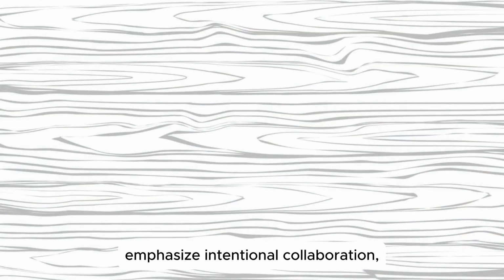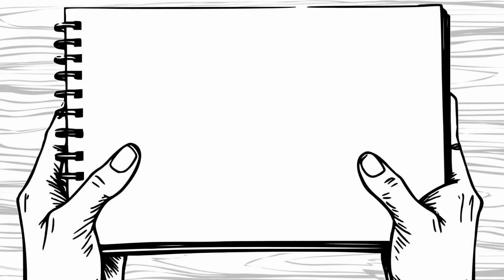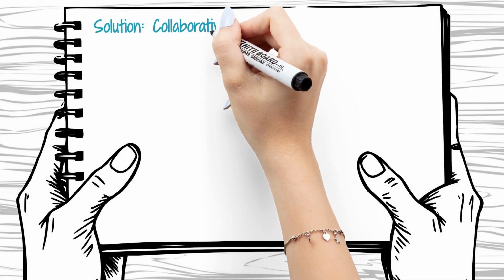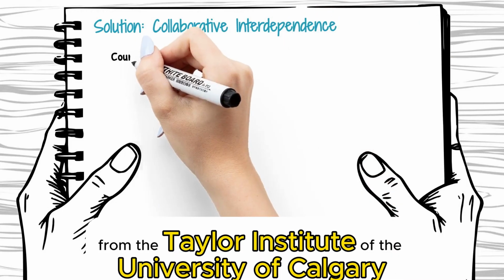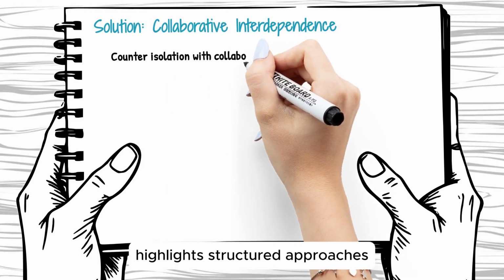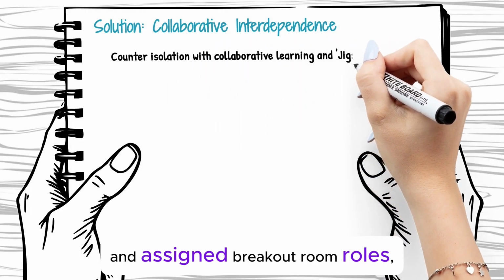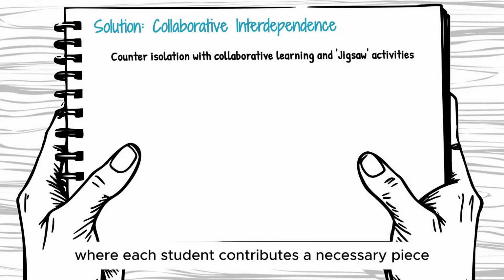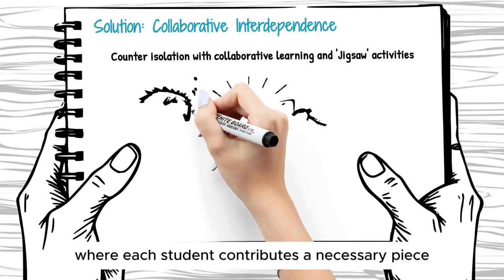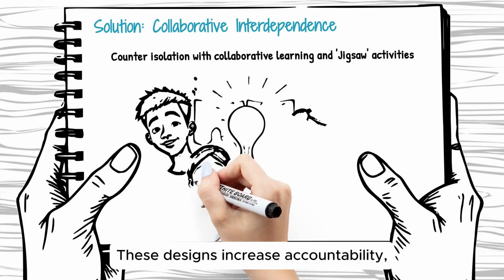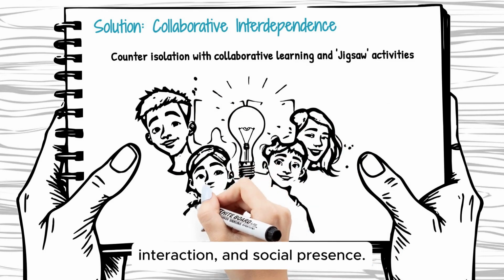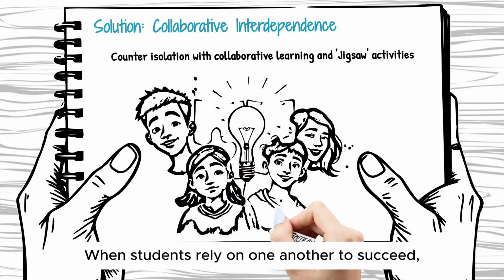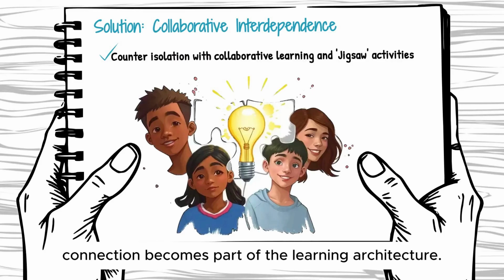Research-supported strategies emphasize intentional collaboration, not passive group work. Professional teaching practice literature like that from the Taylor Institute of the University of Calgary highlights structured approaches like the jigsaw method and assigned breakout room roles, where each student contributes a necessary piece to the group outcome. These designs increase accountability, interaction, and social presence. When students rely on one another to succeed, connection becomes part of the learning architecture.